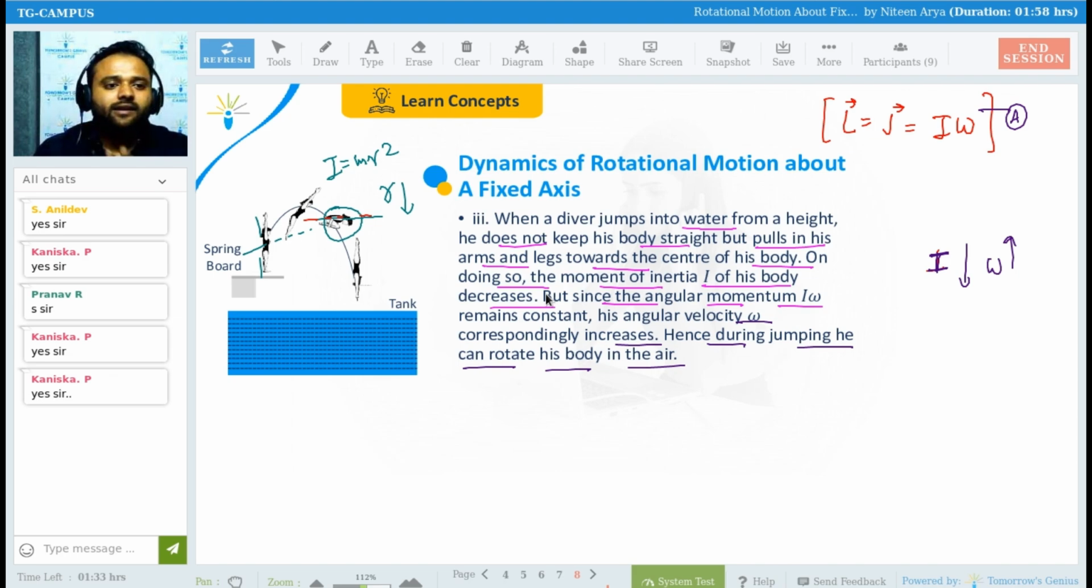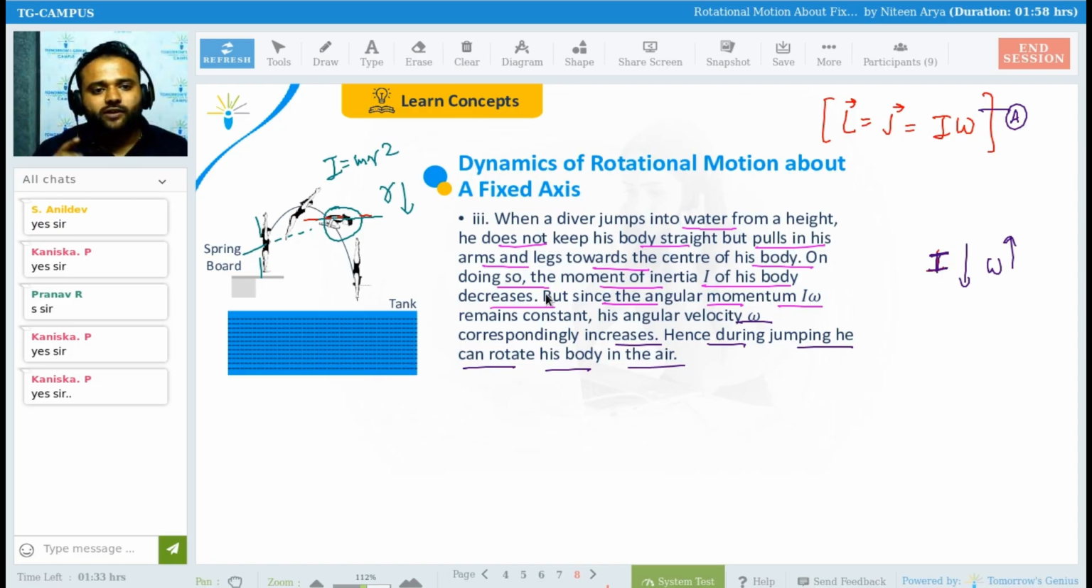Clear? Everywhere here also we can see the rotation of a human body just because of this simple thing: there is no external torque. If there is no external torque, torque is 0, so dL by dt is 0, meaning angular momentum is going to be constant, and angular momentum is related to I into omega.